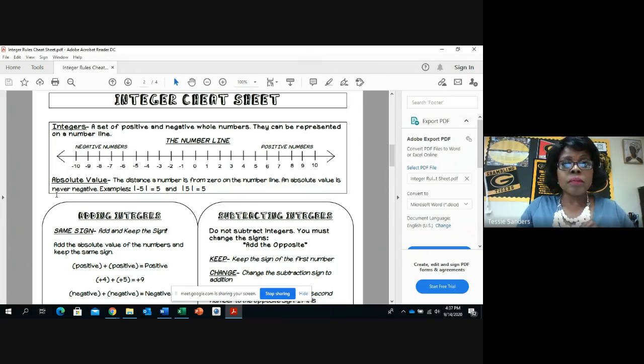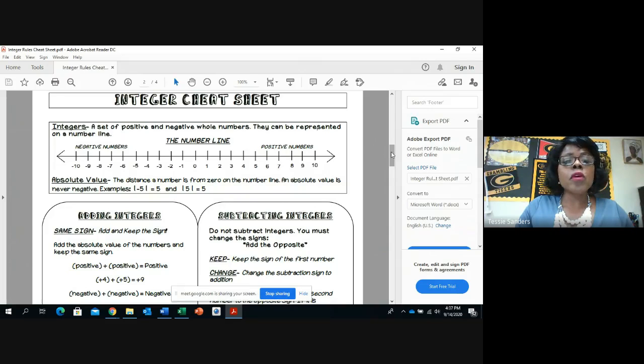Here's another note. Absolute value, the distance a number is from zero on the number line. And absolute value is never negative. That's a golden nugget. An absolute value is never negative. Here's your example. The absolute value of -5 is +5. And the absolute value of +5 is +5.